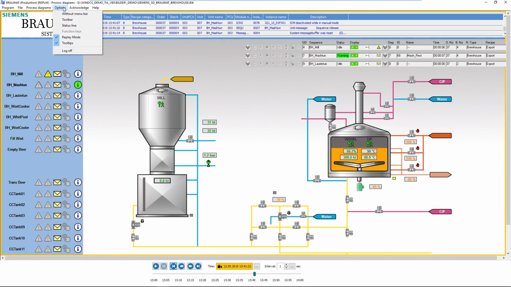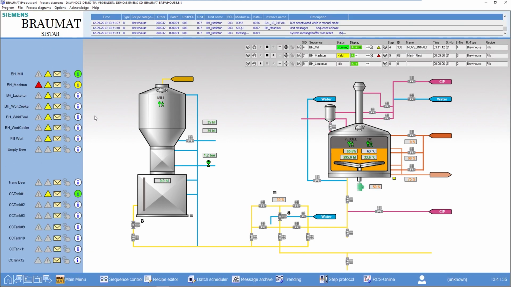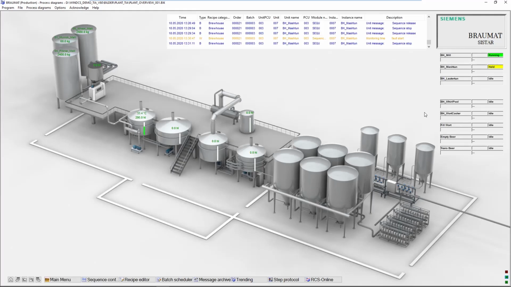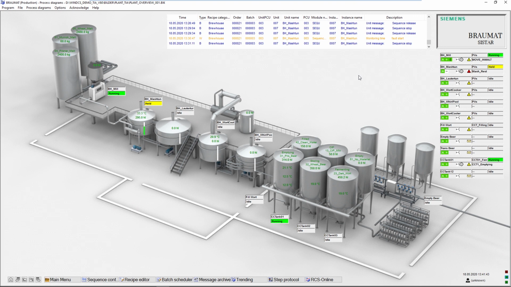So, we use replay mode for error analysis. But there is another use case. I will now switch to another process picture view. Here, the whole brewery is shown, but the same processes and recipes are running. And I could change this picture to replay mode. We can also use the replay mode for further training of our staff. If we want to show someone how we produce pills with our plant, we can also use replay mode without having to observe the actual process of a batch.